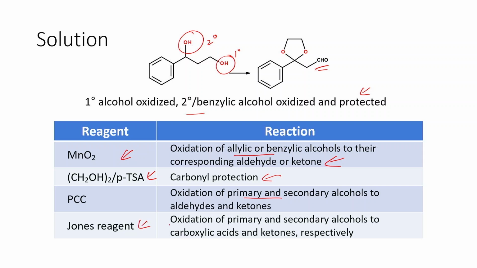And what about the Jones reagent? Jones reagent will oxidize the primary alcohol directly to carboxylic acid and the secondary alcohol to ketone. That is what the Jones reagent will do. So various permutation combinations are possible.